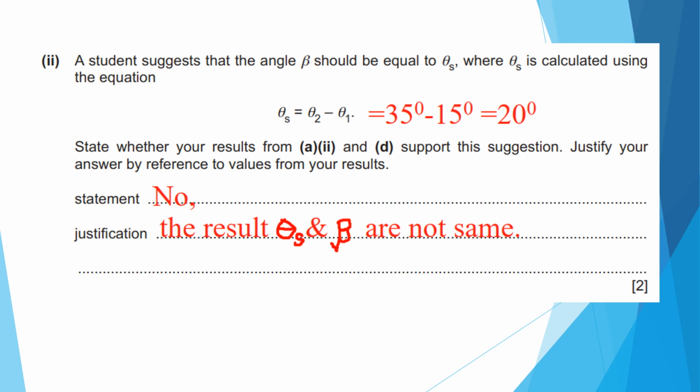So we can state whether your results from A2 and D support this suggestion. The statement is no, it is not supporting. Justify your answer by reference to values from your results. So from our results, the values of theta s and beta are not the same, because theta s is 20 degrees and beta is 18 degrees.